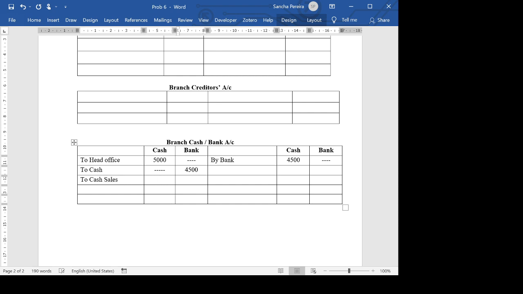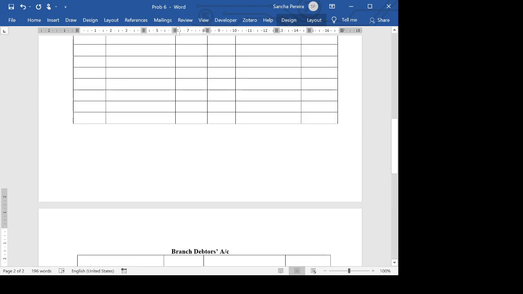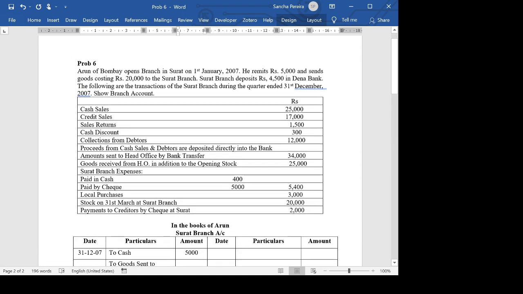So what I'm going to do is, to cash sales, not in the cash column, but in the bank column. Why in the bank column? Because they're depositing that amount directly in the bank, and also to receipts from debtors, the amount received from debtors, that is 12,000. I put both together just for you to understand better. Why have I done this? Only because of this statement.